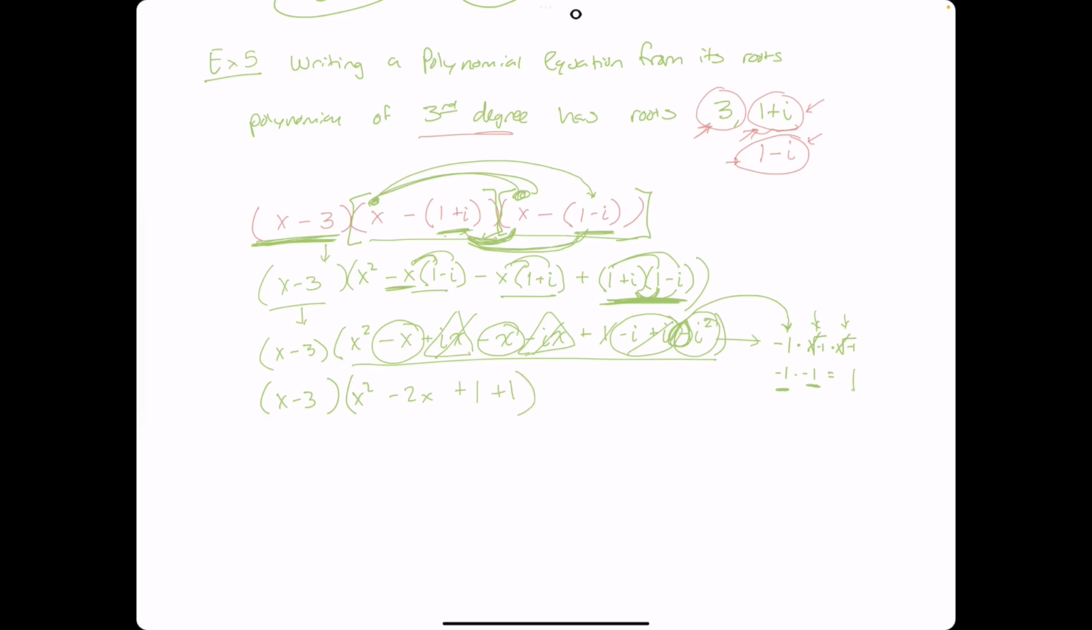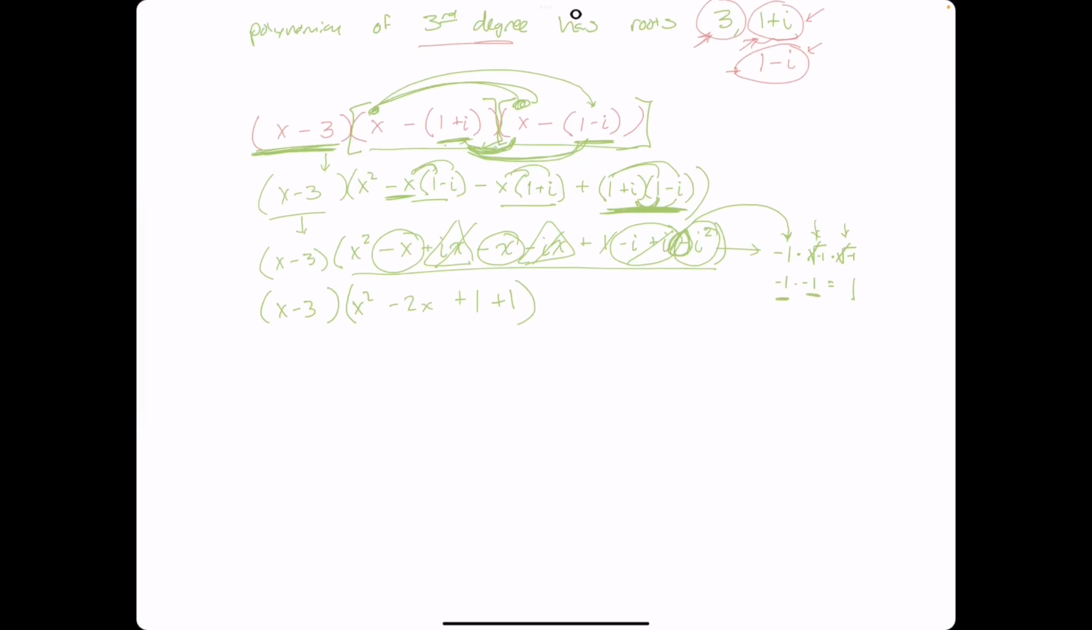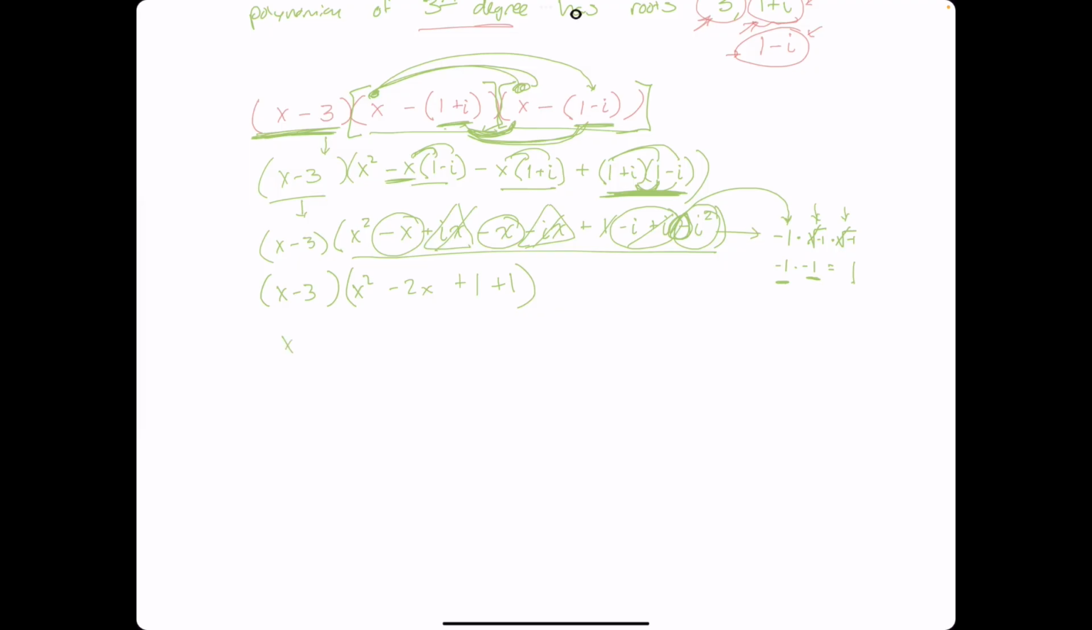What about that 1 that was right there? I just didn't add it, it's still there. So you have 1 plus 1, which is 2. Instead of crossing things off, I'm just going to rewrite x minus 3 times x squared minus 2x plus 2.